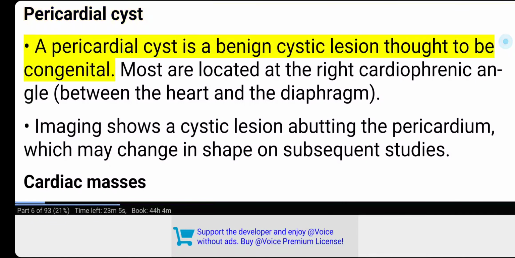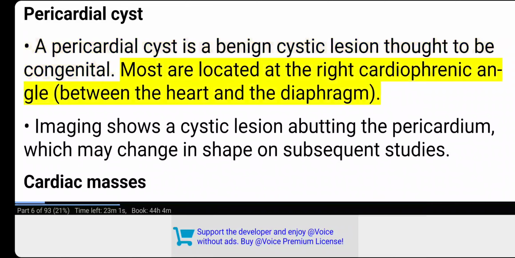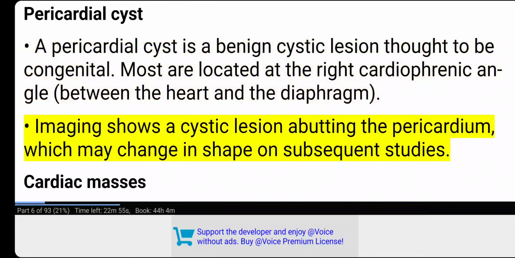Pericardial cyst. A pericardial cyst is a benign cystic lesion thought to be congenital. Most are located at the right cardiophrenic angle, between the heart and the diaphragm. Imaging shows a cystic lesion abutting the pericardium, which may change in shape on subsequent studies.